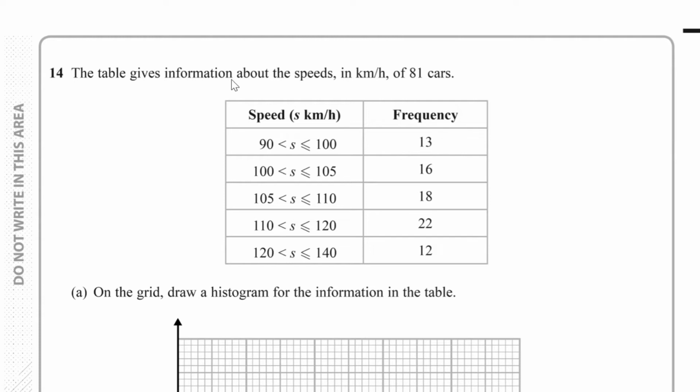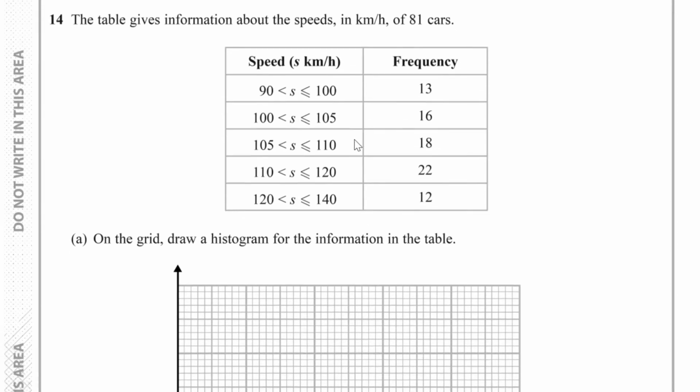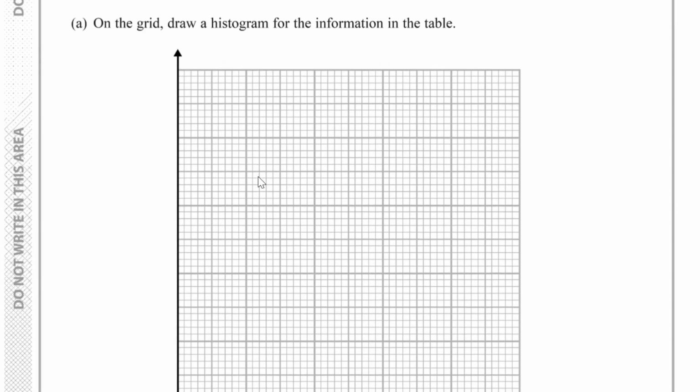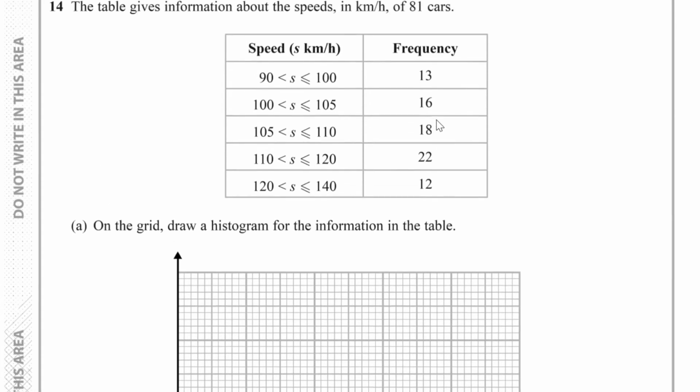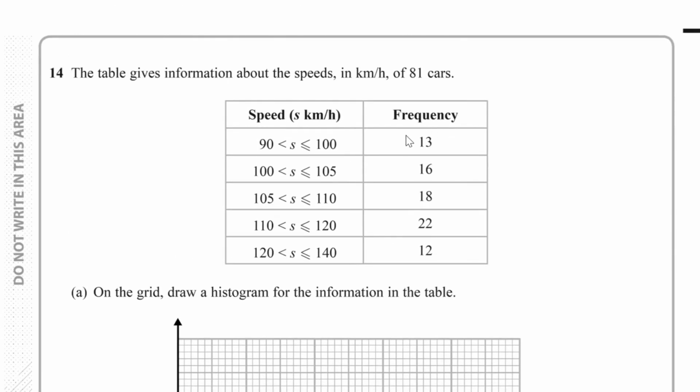Question 14. The table gives information about the speeds in kilometers per hour of 81 cars, and for part A we have to draw a histogram for the information in the table. So here, the formula for when we're dealing with histograms, well, let's just show that here. We have the frequency density multiplied by the class width, which is equal to the frequency.